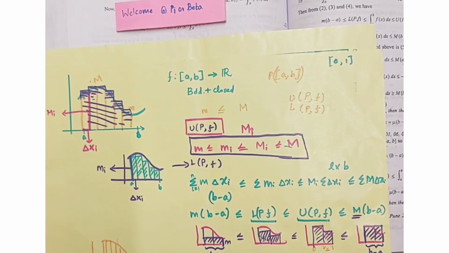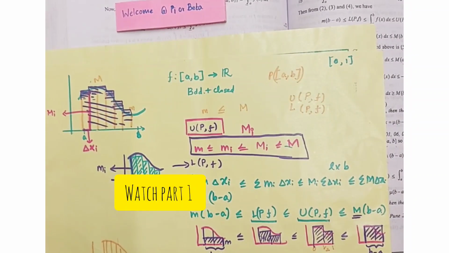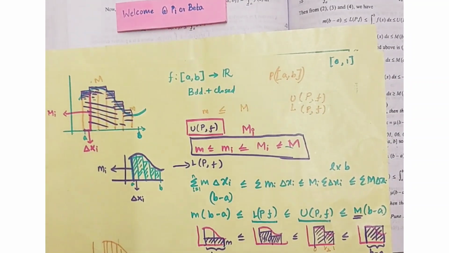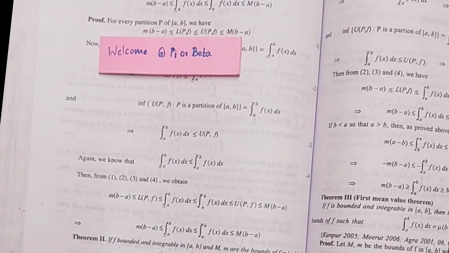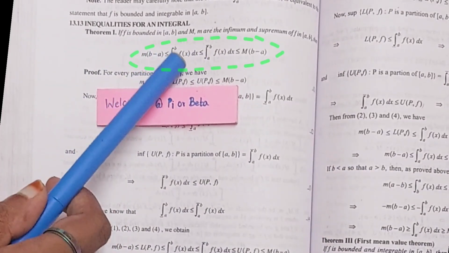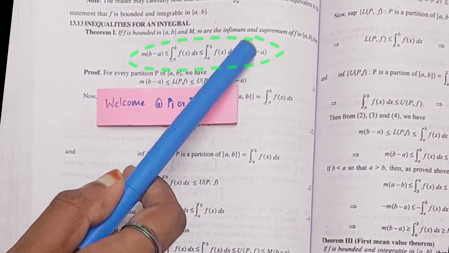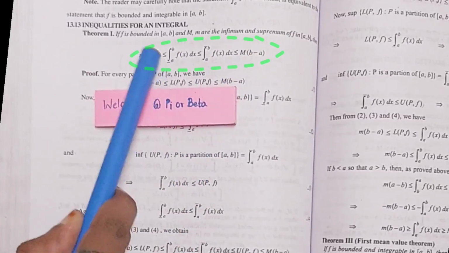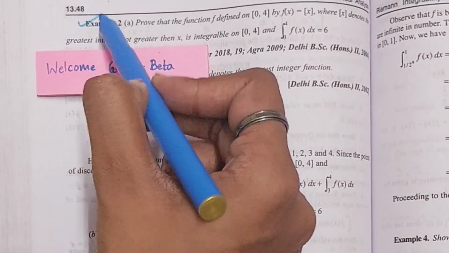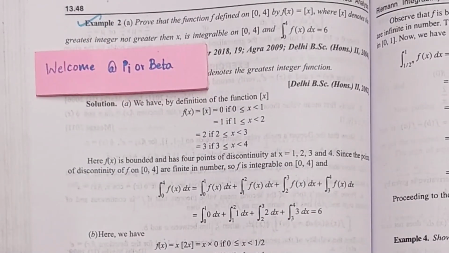If you are not sure about the basic concept, you just go and watch it. Okay, then you can understand and you will be able to solve the problem by yourself. Now coming back to this theorem, here they have given m times b minus a is less than or equal to the lower Riemann integral, which is less than or equal to the upper Riemann integral, which is less than or equal to capital M times b minus a. So this is another beautiful relation that you should know. Let's come to the question which is important for NET as well as JAM examinations.